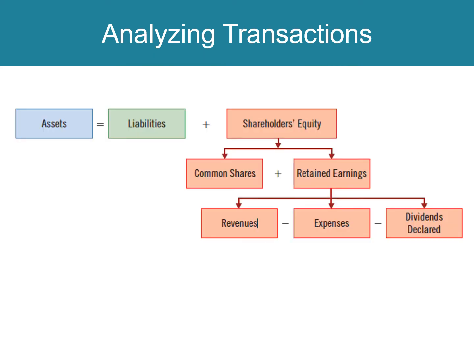This is the expanded accounting equation. Assets equal liabilities plus shareholders' equity. Shareholders' equity is composed of common shares plus retained earnings. Further, retained earnings is equal to net income less any dividends declared. Net income, which is equal to revenues minus expenses, increases retained earnings. Dividends, when declared, are a distribution of retained earnings to shareholders and result in a decrease to retained earnings as well.